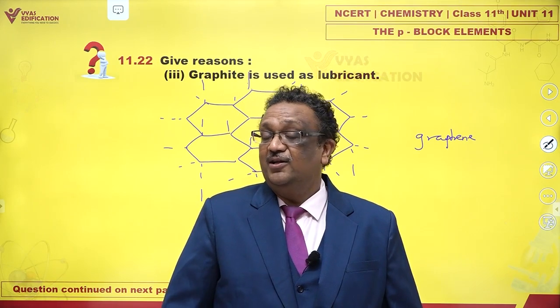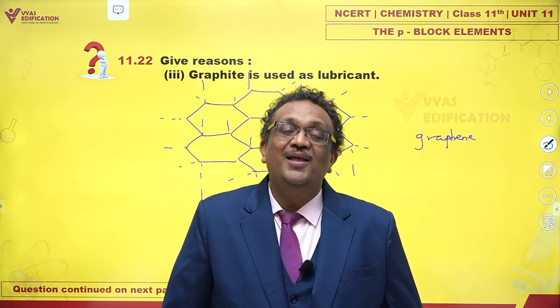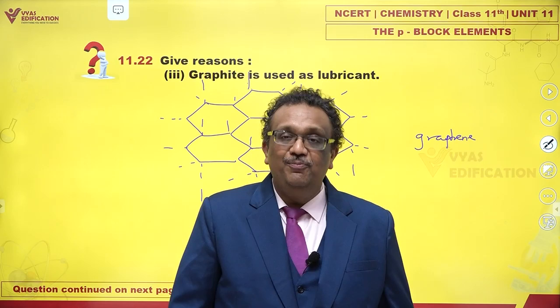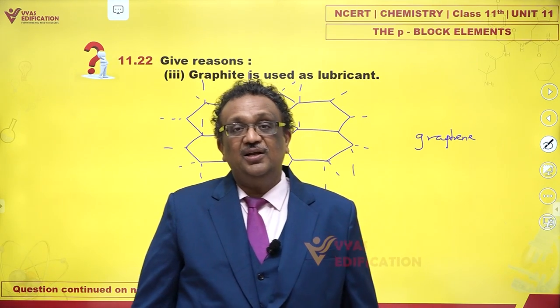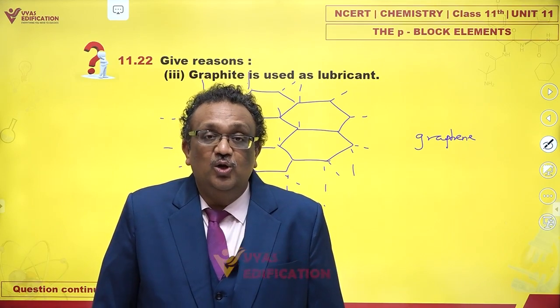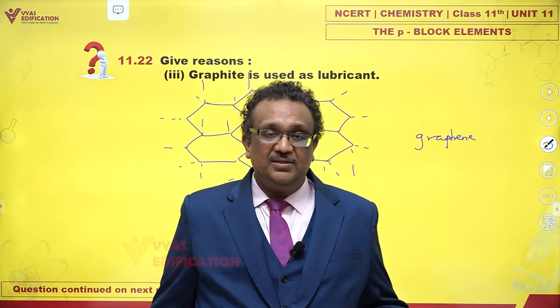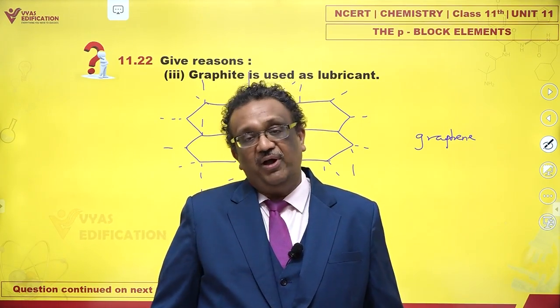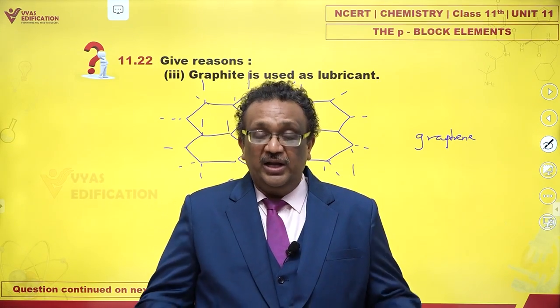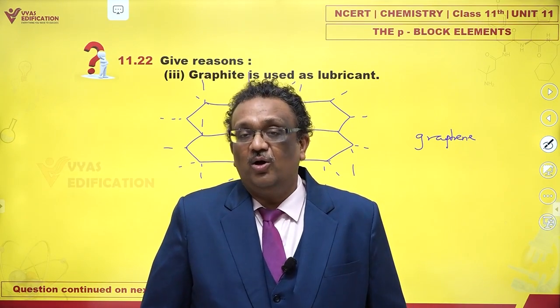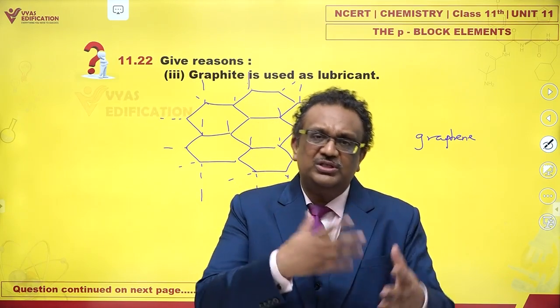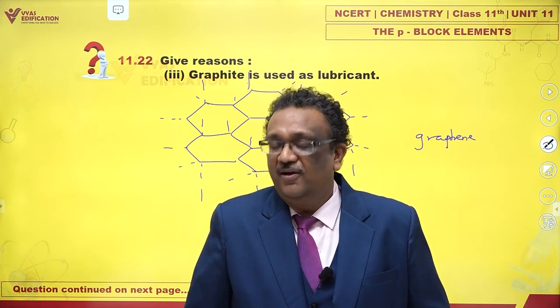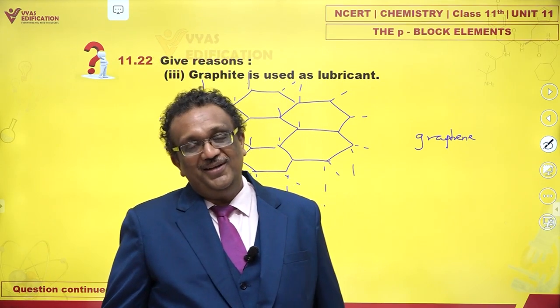The efficiency of this lubricant does not change on heating, and that is why it is a very nice lubricant, except for one factor: it cannot be used as a lubricant in open systems. The system has to be closed. Why? Because otherwise, on heating, graphite can burn in oxygen to form CO or CO2. If you have closed engines, closed setups where oxygen is not entering, graphite powder is a very good lubricant.